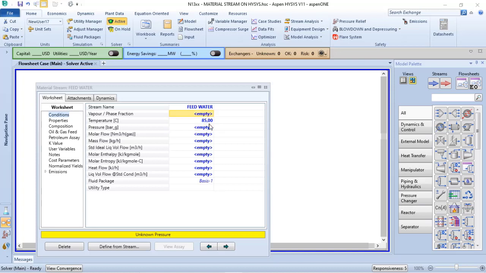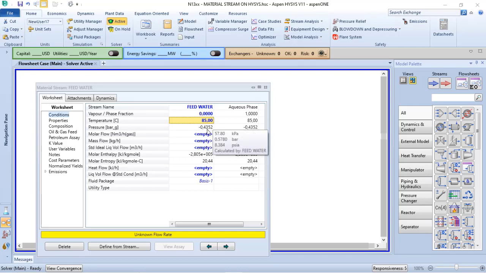So let's verify that. If I type 0 for the phase fraction, it means that I have a saturated liquid, and Aspen HYSYS will calculate the pressure for this condition. On the other hand, if I type 1, I have saturated vapor, and since saturated vapor and saturated liquid are in equilibrium, the pressure is the same.